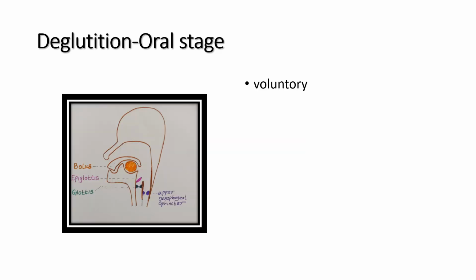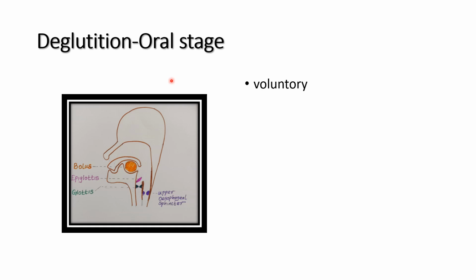Deglutition, or swallowing, is an important short note from gastrointestinal physiology. Deglutition is the swallowing of food from the mouth to the stomach. The oral stage is the first stage of deglutition.